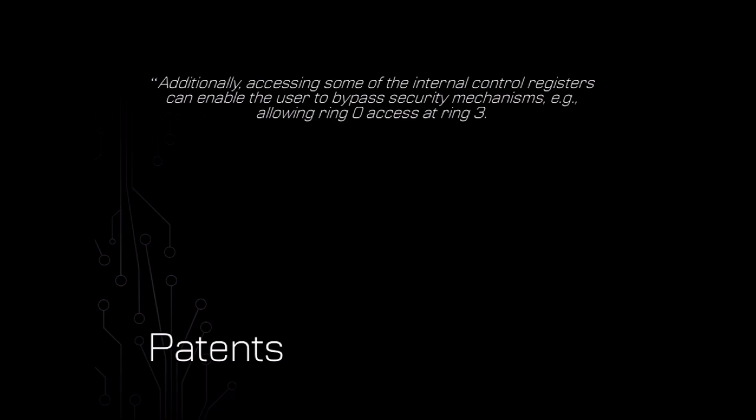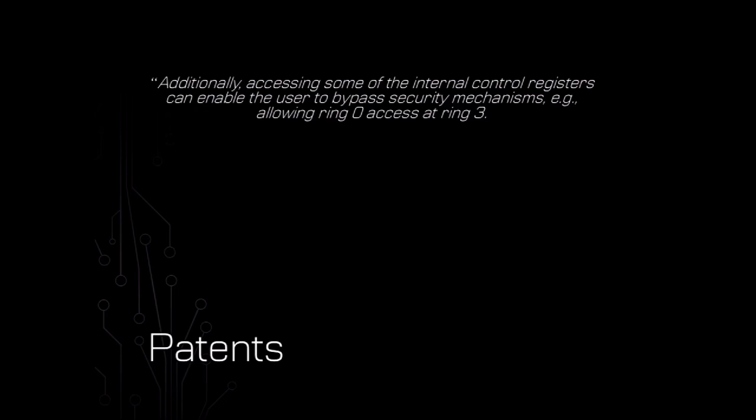So given this idea of this privilege model, of these rings of privilege on x86, imagine my surprise when I was sifting through patents and I saw this little blurb just sort of nonchalantly buried in the middle of a patent on a completely different idea. It said, "Additionally, accessing some of the internal control registers can enable the user to bypass security mechanisms, for example, allowing ring 0 access at ring 3." My head kind of exploded when I saw this.